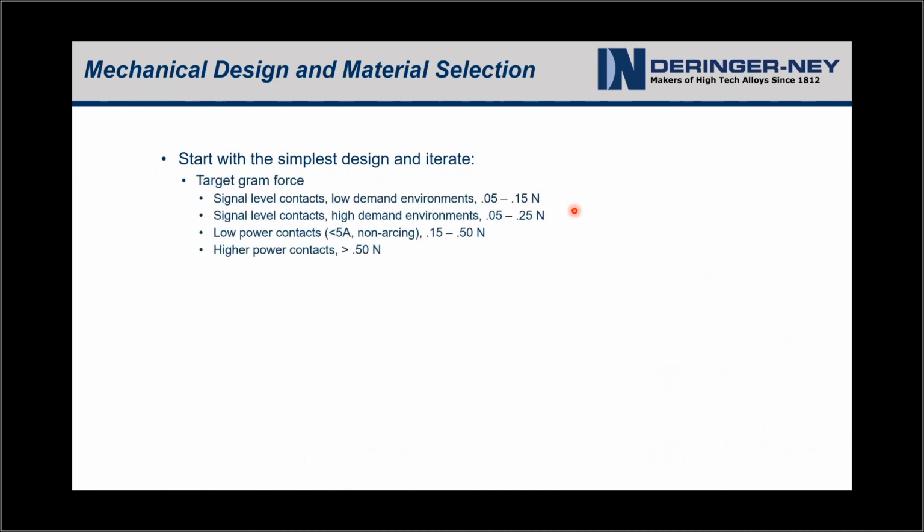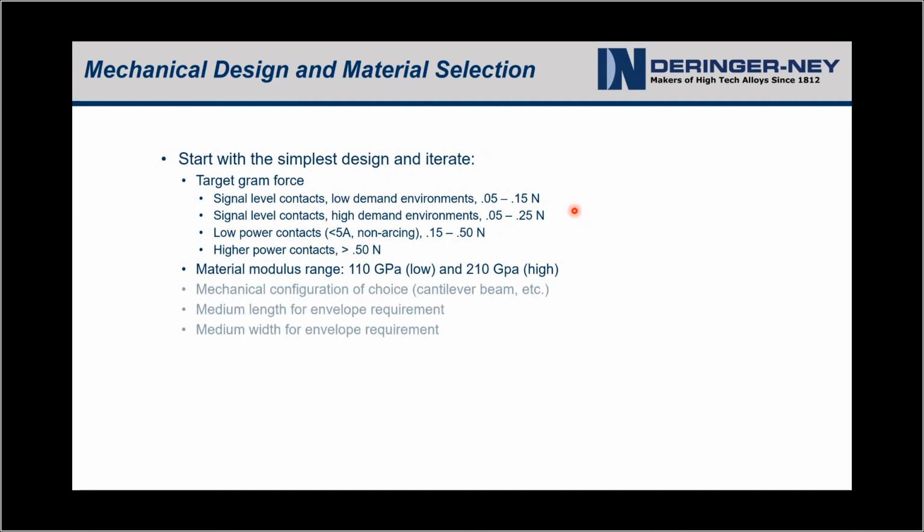One of the reasons we talk about simple cantilever beams is because you always want to start with the simplest design and then iterate to the more complicated. So we have some target gram forces, and we talked about a rule of thumb for where to start for a certain type of contact. Then material modulus, and really looking at material modulus as a range. What's an optimal min, max material modulus? There are materials with lower moduli and higher, but these are good starting points. Then figure out what the mechanical configuration needs to be.